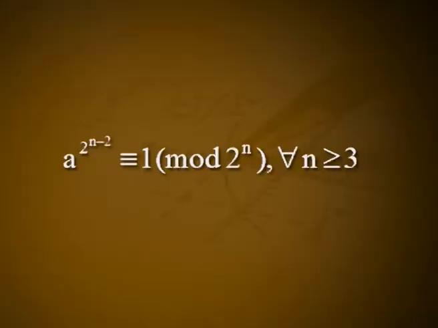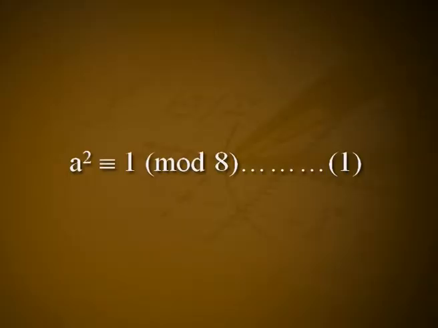Lemma 1. Let a be any odd integer, then a raised to 2 raised to n minus 2 is congruent to 1 mod 2 raised to n for every n greater than or equal to 3. Proof. To prove, we use induction on n. Suppose n equal to 3. We must prove that a square is congruent to 1 mod 8, equation number 1. Since a is odd, a is congruent to either 1, 3, 5 or 7 mod 8. Therefore, a square is congruent to 1 mod 8, hence 1 holds.